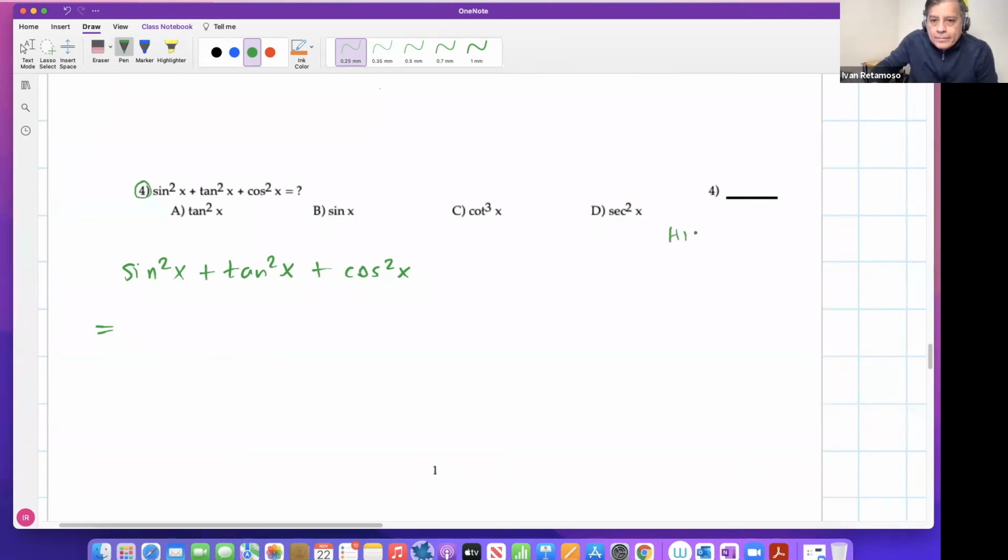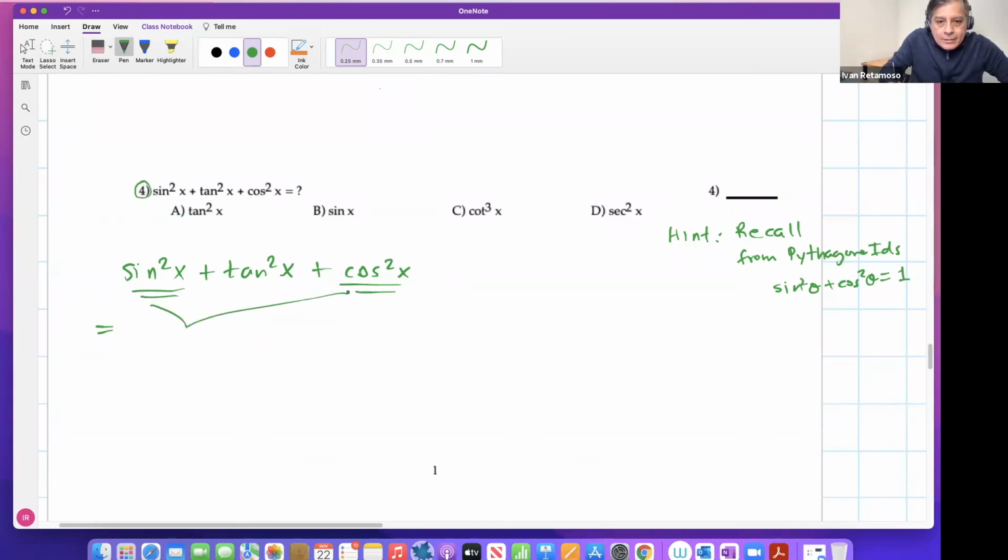Hint here, recall from Pythagorean identities, sine square of theta plus cosine square of theta equal. I see someone figured it out. Jay, very good. Excellent, excellent. You got it. Look, notice sine square plus cosine square from the Pythagorean identity. This is just 1, right?